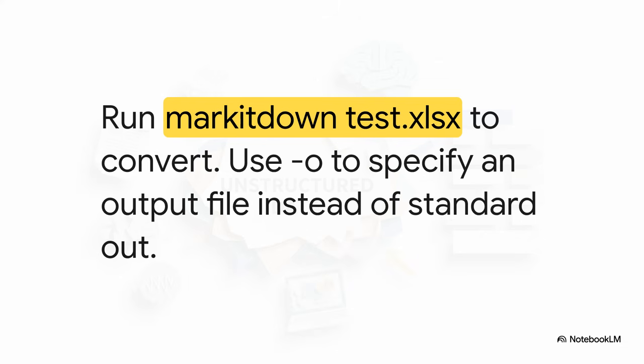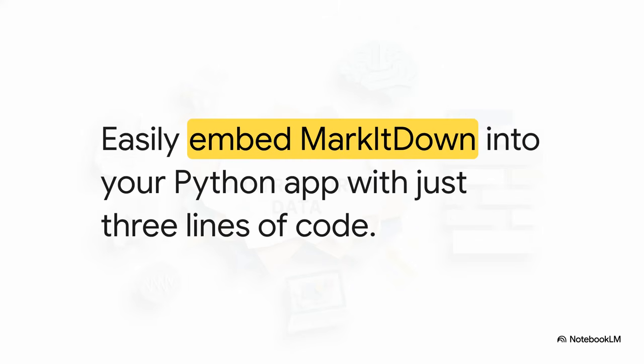And if you want to route that directly into a text file, instead of just printing it out to your screen, just use the -O flag to specify your output file. Super easy. Now, what's really interesting about this slide is how easily this embeds right into your existing Python applications. It only takes 3 lines of code. You import the module, you initialize it, and you call the convert method on your file. That's the whole shebang. You can immediately feed that resulting Markdown variable directly into your data pipelines.